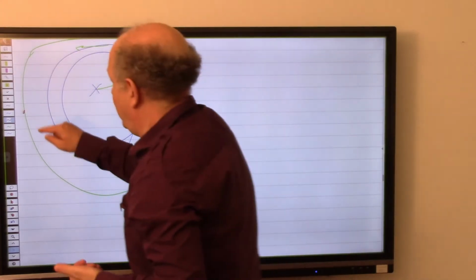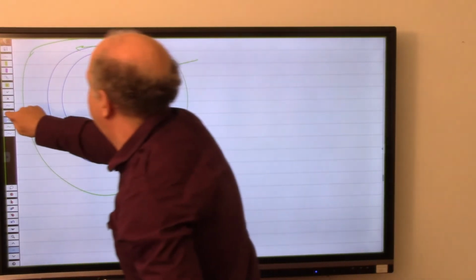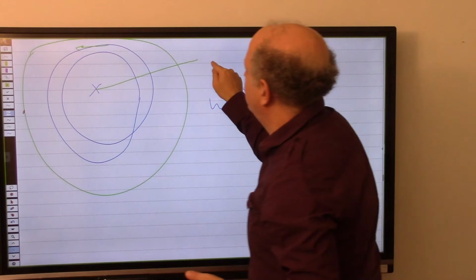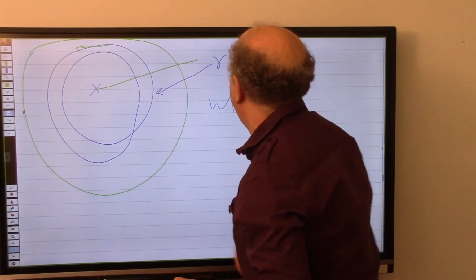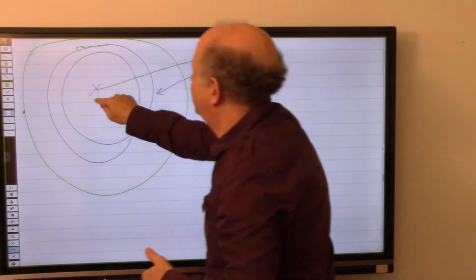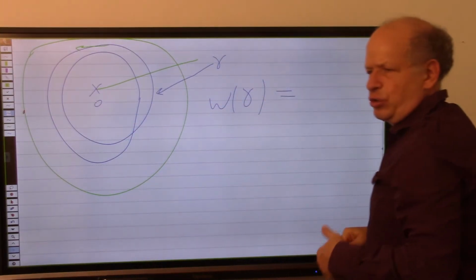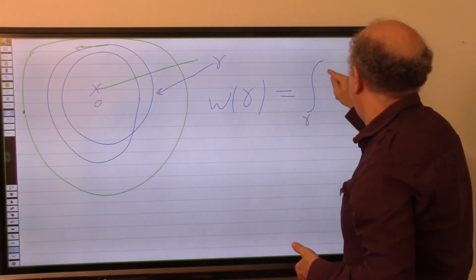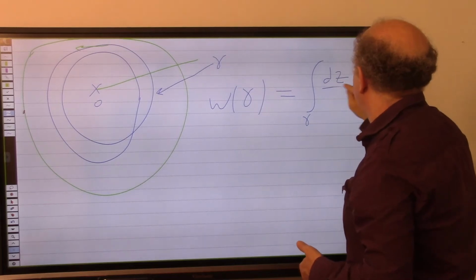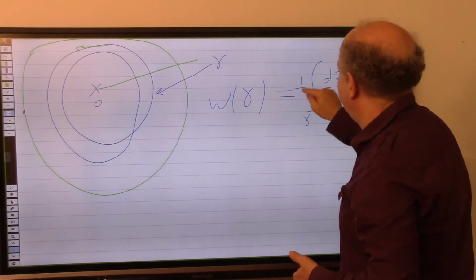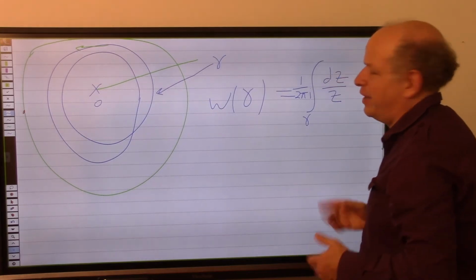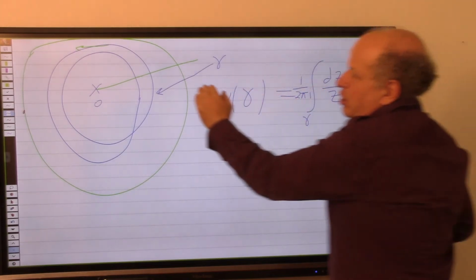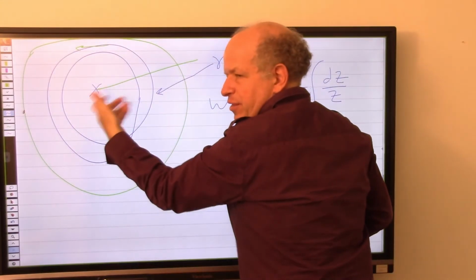And another way to define the winding number of a curve gamma, so this blue thing here is the curve gamma, and let's say this is the point 0, is to use something like the Cauchy integral. So it's the integral along gamma of dz over z, and probably you have to divide by 2 pi i or something like that. So there is an integral form for counting things.